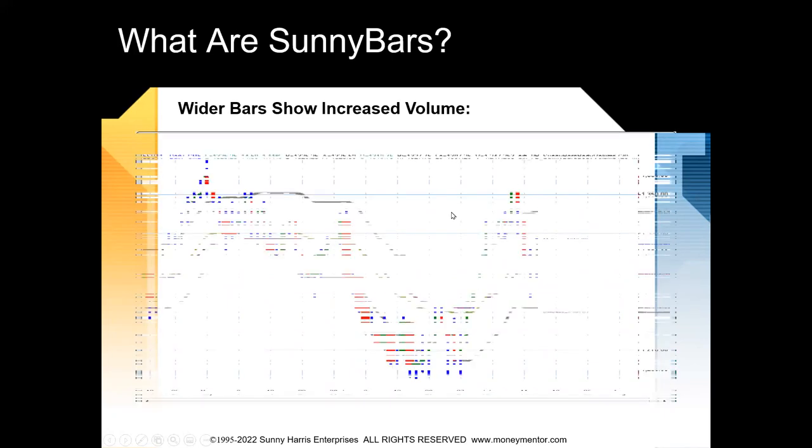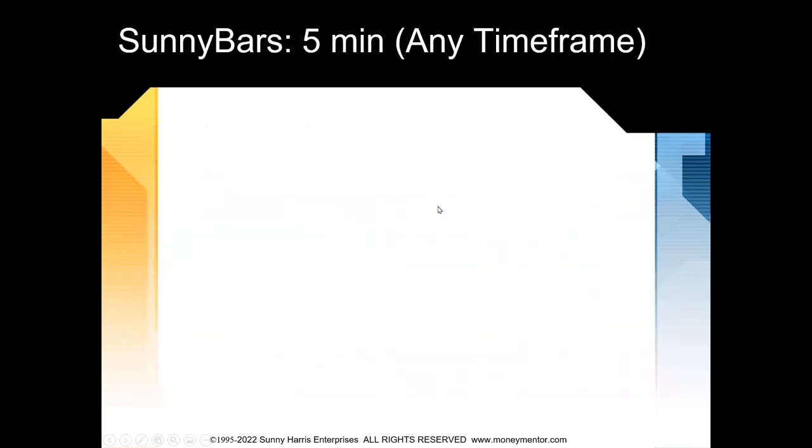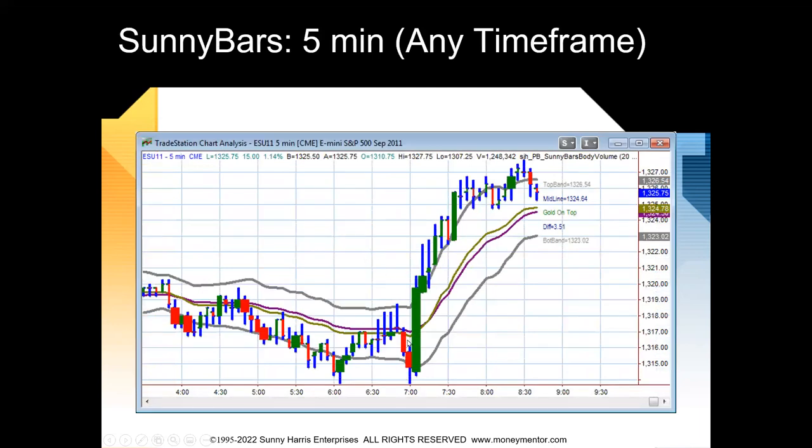So I want to show you just a little bit more of the sunny bars. You can see the volume represented by the width of the bars. Here, the same thing on a 5 minute chart. You can see the width of the bars shows me the volume.